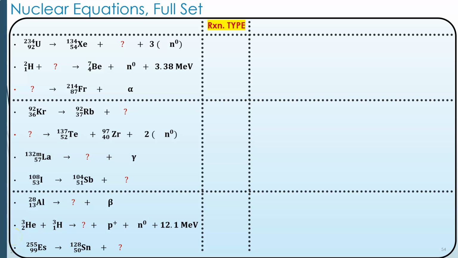Nuclear chemistry continued, nuclear equations full set. In this module, we're going to go over typical equations you might find on an exam, and these will include alpha, beta, and gamma decays, as well as examples of fission and fusion. And here you are asked to identify the missing particle and to identify the nuclear reaction type.